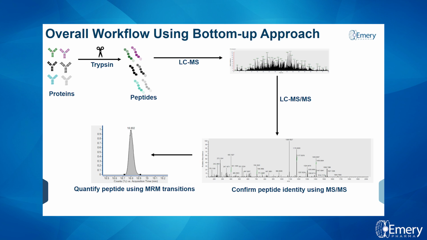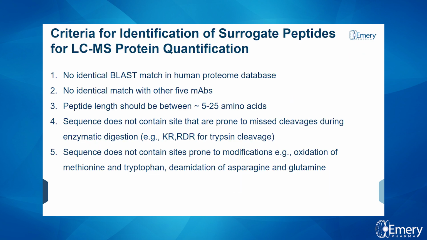Starting with the 6 proteins, we would then proteolyze using trypsin, generate peptides coming from each of these proteins, do LC-MS analysis on it, and generate MRM transitions for quantitation purposes. While deciding on surrogate peptides, there are some key considerations that need to be kept. As I mentioned earlier, it's very important to determine which peptides are unique against the human proteome database, as well as unique against the 5 other antibodies.